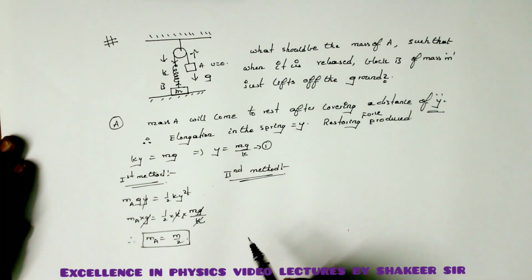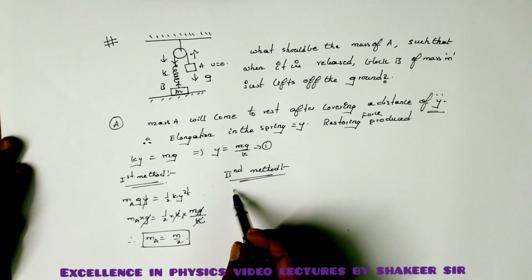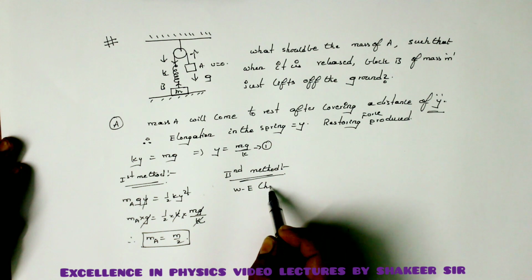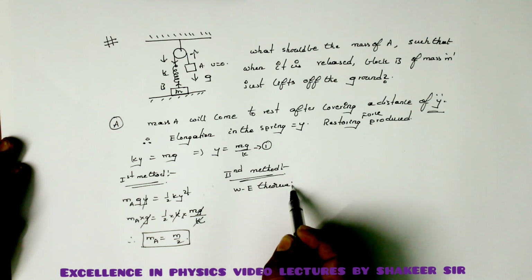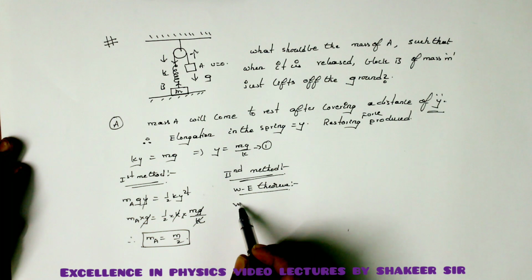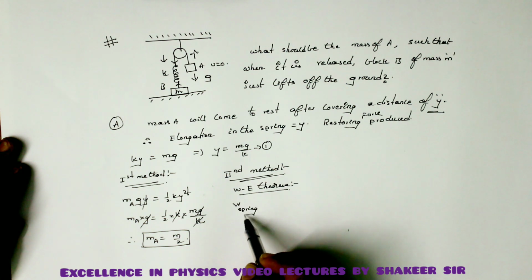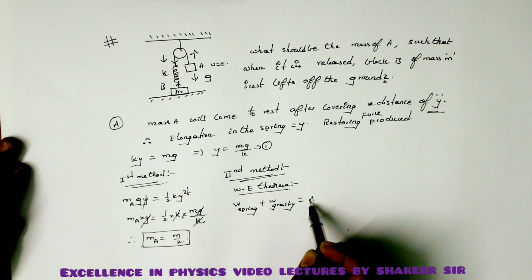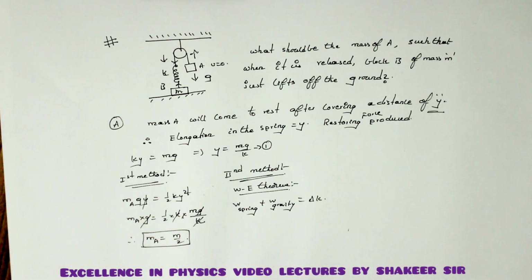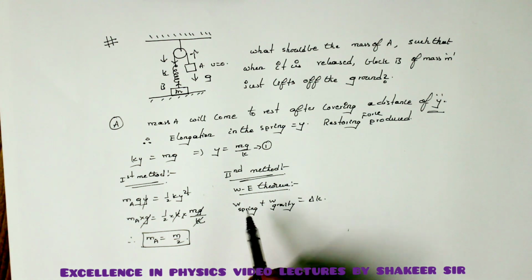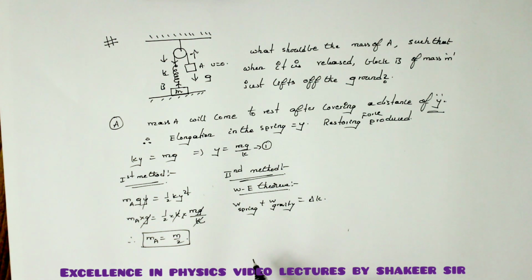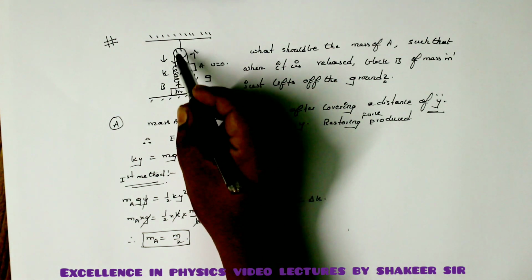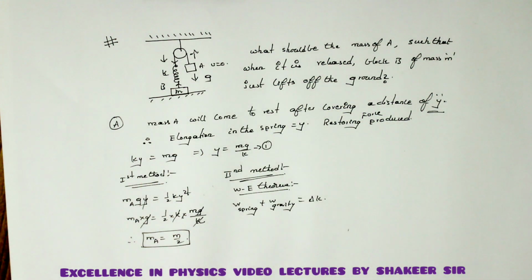So here I can use the work-energy theorem. Let us try to use the work-energy theorem in this condition. So what is the work-energy theorem? We know that work done due to spring plus work done due to gravity should be equal to delta K, the change in kinetic energy of the total system. So in this condition, the spring is doing negative work here because the elongation will be in one direction, but the spring develops restoring force in the opposite direction.